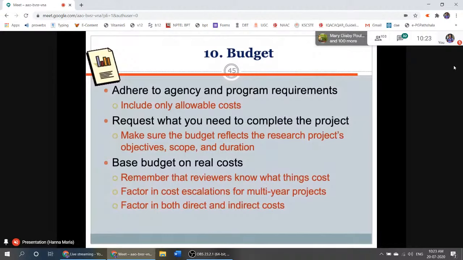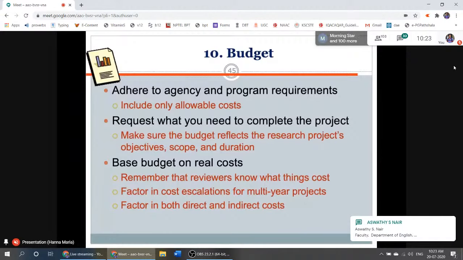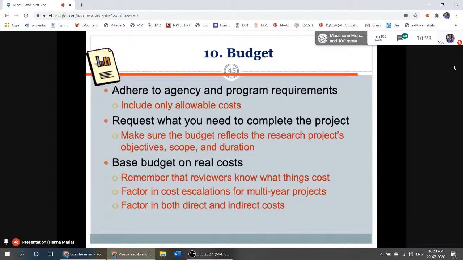Budgets. That's very, very important. Budget is very, very important. The first statement I want to make is: adhere to agency and program requirements. I have given an example for you. If it is a CSIR project you are funding, submitting, CSIR will never give more than 20 lakhs. ACST in Trivandrum will never give you more than 40 lakhs or 50 lakhs. But if you submit proposals to DST, you can get crores.